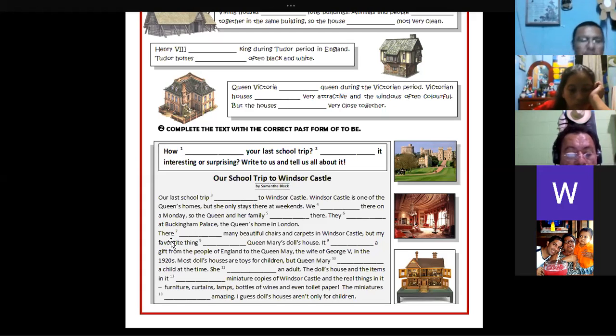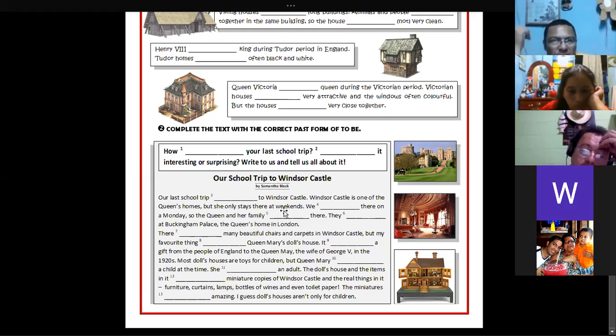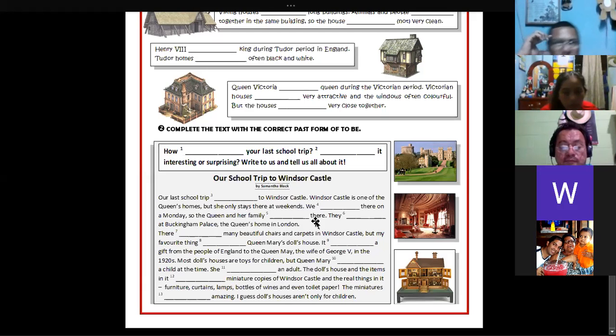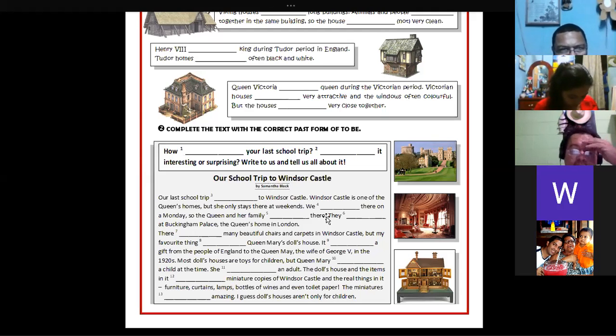Weren't there. Why? Because the family were there at weekends. Ajá, acá dice que ella solamente está ahí los fines de semana. Nosotros estuvimos ahí el lunes, así que la reina y su familia no estaban ahí. Por eso es negativo. Weren't there. They were at Buckingham Palace, in London. The Queen's home in London.